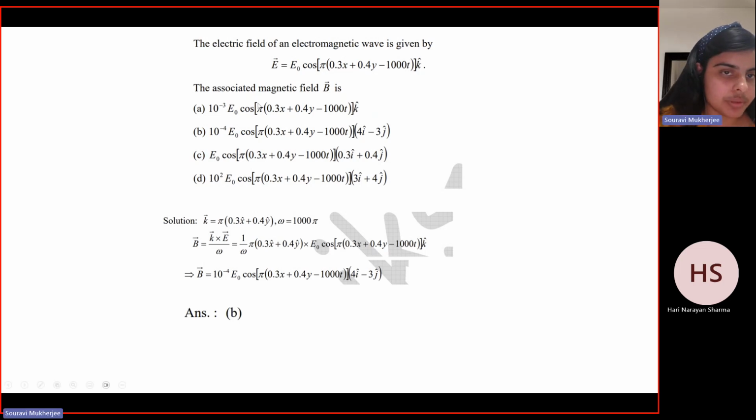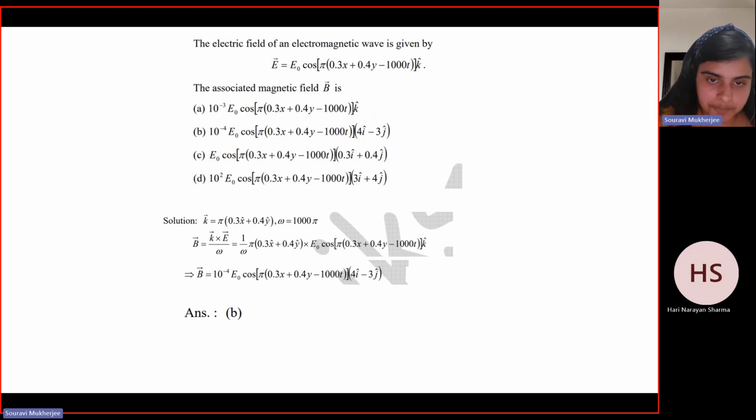So the answer in this case will be B. There can be similar kinds of questions where you know the electric field, you have to find the magnetic field, or vice versa. And later you'll see how these expressions change when you have dielectrics. There we have to consider the dielectric constants, and those terms will be important, and we'll discuss that in the coming classes.